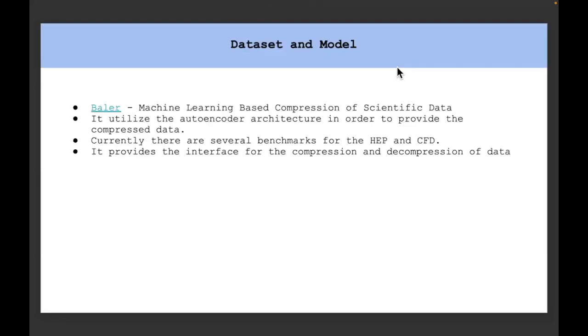So our study was regarding Baler, a machine learning-based compression framework for scientific data, based on the autoencoder architecture, and it currently provides several benchmarks using HEP and computational fluid dynamics data. We were mostly interested in the HEP data, and it provides the interface for the compression and decompression of the data, as well as inspecting the performance of the training and inference.